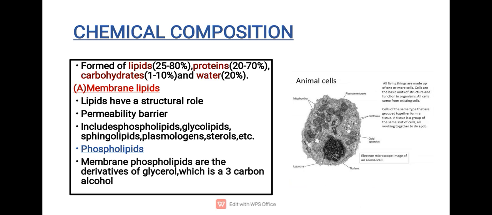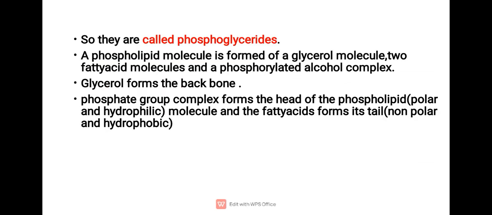Next are the phospholipids. Membrane phospholipids are derivatives of glycerol, which is a 3-carbon alcohol, so they are called phosphoglycerides. A phospholipid molecule is formed of a glycerol molecule, 2 fatty acid molecules, and a phosphorylated alcohol complex. Glycerol forms the backbone. The phosphate group complex forms the head of the phospholipid, a polar and hydrophilic region, and the fatty acid forms its tail, a non-polar and hydrophobic region.